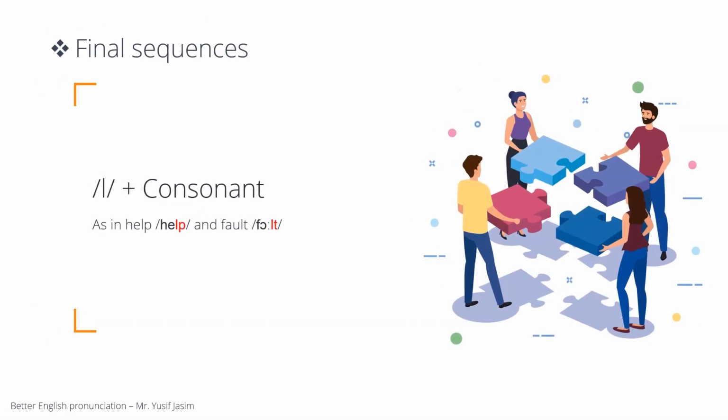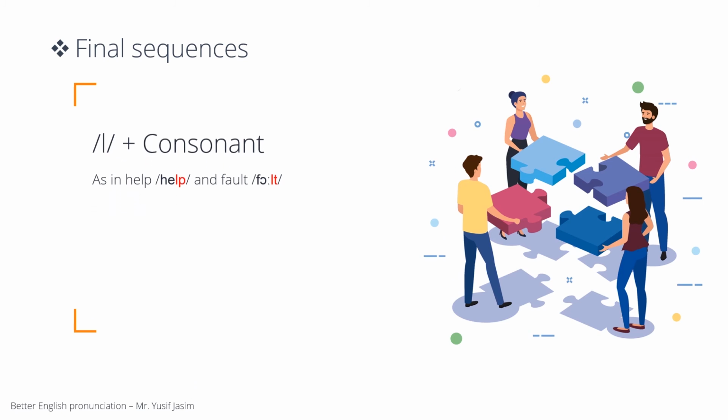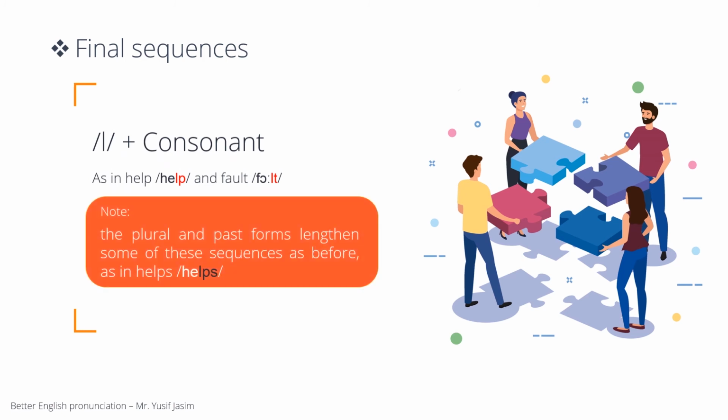The sixth type of final consonant sequences is l plus consonant. As we've said previously, before any consonant the l will be dark. In this sequence, the following consonant is formed whilst the l is being pronounced, as in help and fall. Also, the plural and past forms lengthen some of these sequences as before, as in helps.